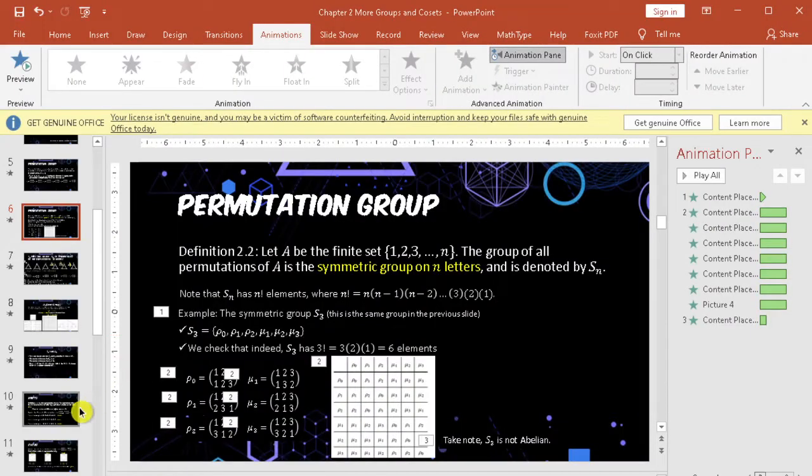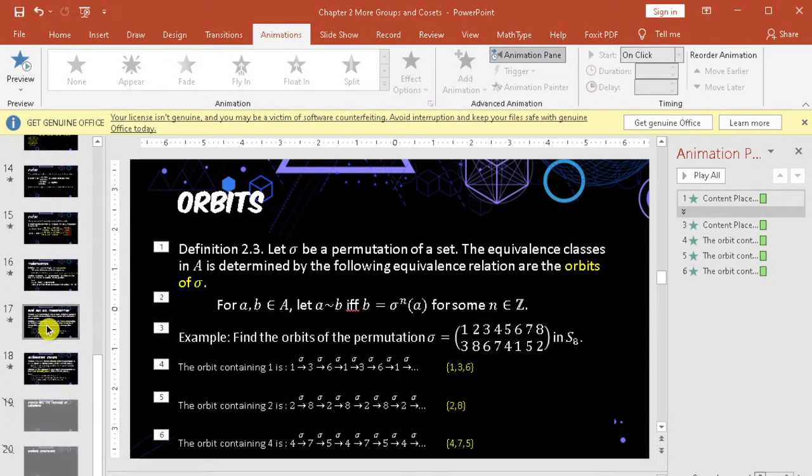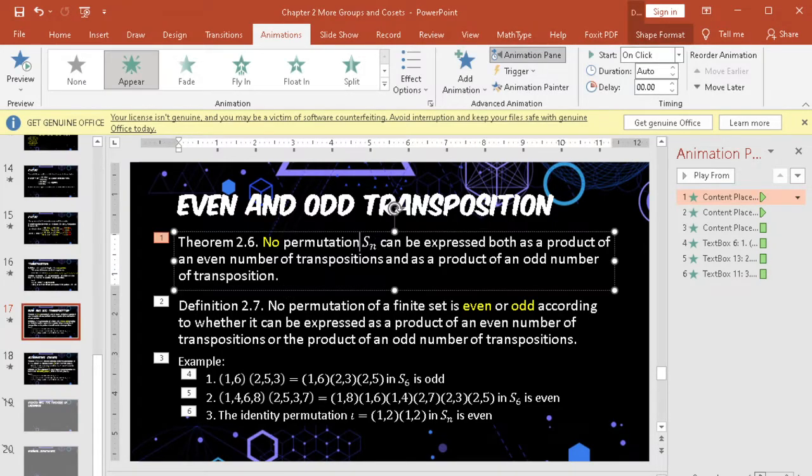Saglit nga. There are typographical errors.